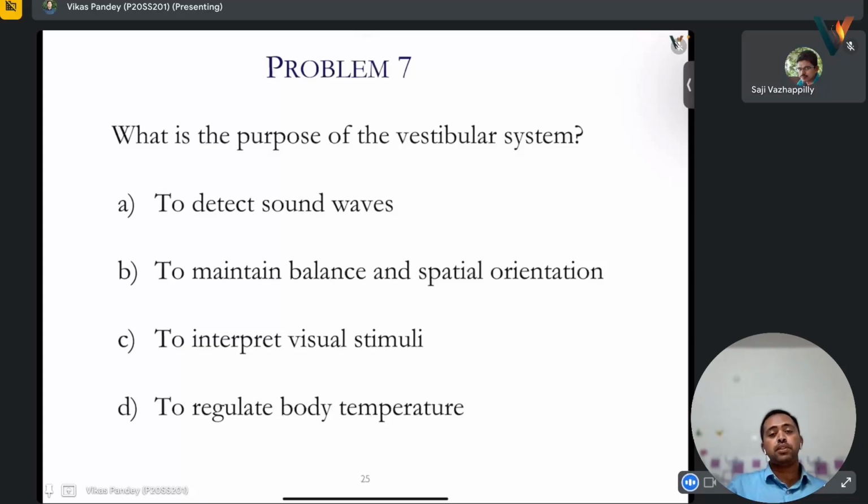What is the purpose of the vestibular system? To detect sound waves, to maintain balance and spatial orientation, to interpret visual stimuli, or to regulate body temperature? What is the purpose of that? It is balance. Maintain balance and spatial orientation.